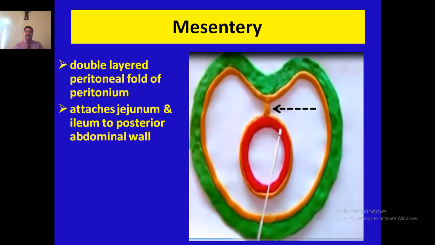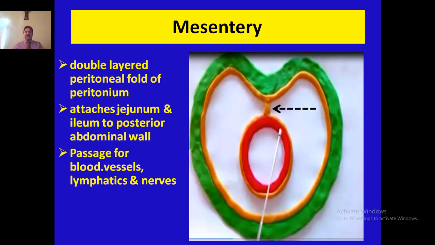Thus, mesentery is a double-layered fold of the peritoneum. It attaches jejunum and ileum to the posterior abdominal wall. It acts as a passage for the blood vessels, lymphatics, and nerves. It also stores a variable amount of fat. It plays some role in immunity due to the presence of macrophages.